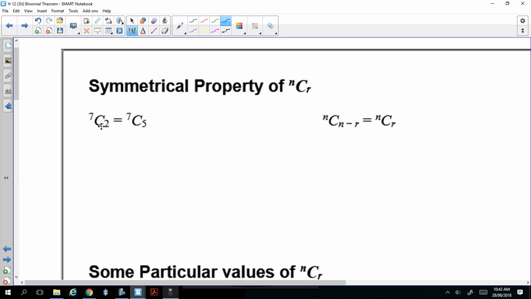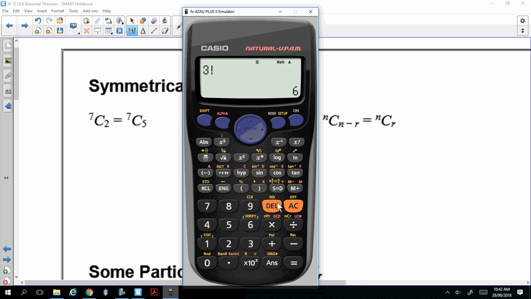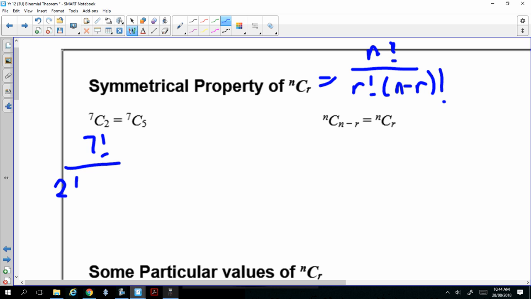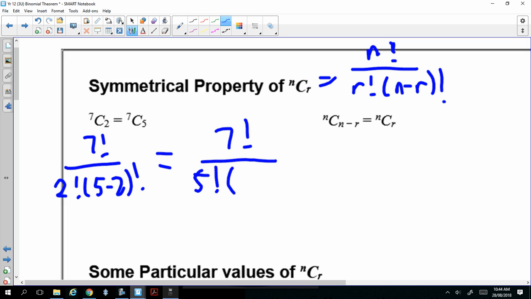How do I know this? We can check on a calculator. 7C2 is 21. 7C5 is also 21. And why are they equal? Using the formula, which I'll write over here, n factorial over r factorial, n minus r factorial. If you use the formula, you get 7 factorial over 2 factorial, 7 minus 2 factorial. Agree? And how about the other one? You get 7 factorial over 5 factorial, 7 minus 5 factorial.